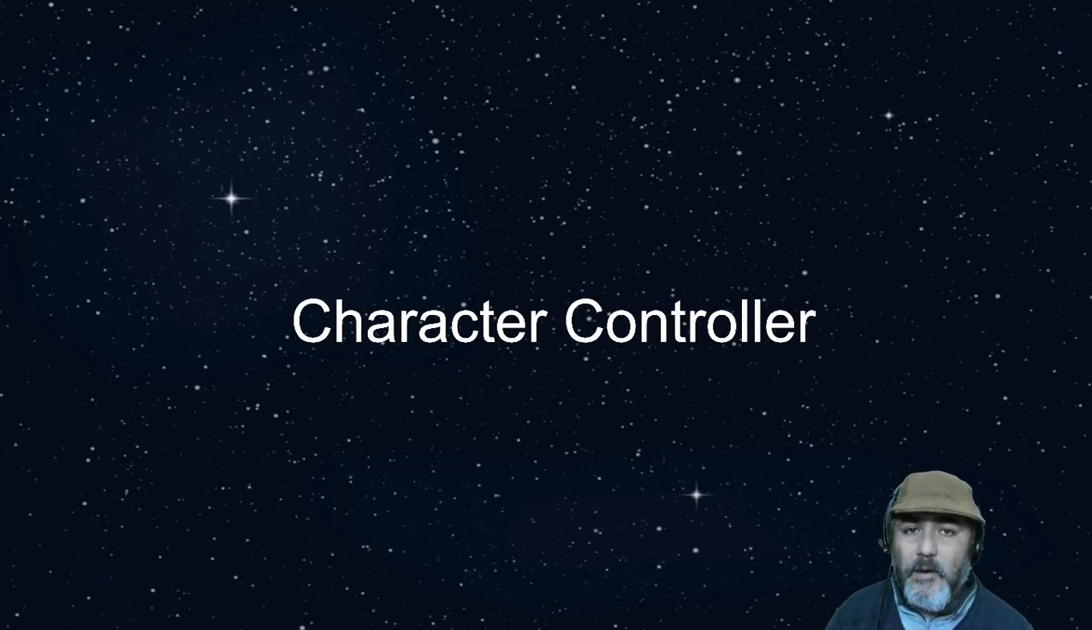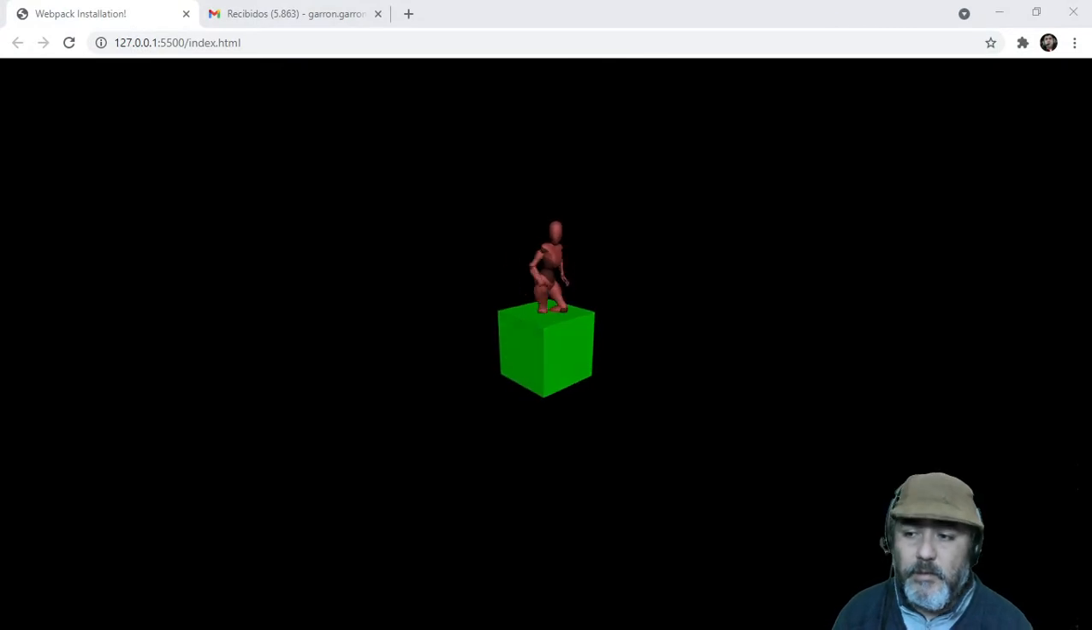Hi, now we are going to develop a character controller. As you know, we have at the moment a character in the same place making different kinds of animations, for example, running and walking straight ahead, or just jumping.